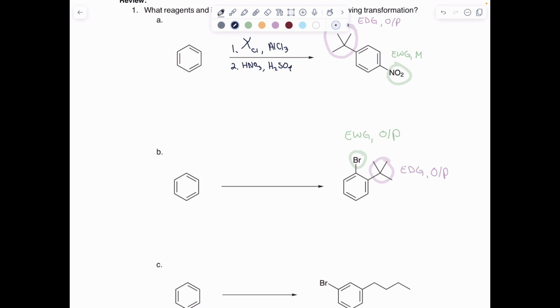And the reagents for that, again, for tert-butyl, it's going to be the same as part A. I'm going to do this tert-butyl chloride and AlCl3. And then step 2, to add a bromine, I will use Br2 and FeBr3.